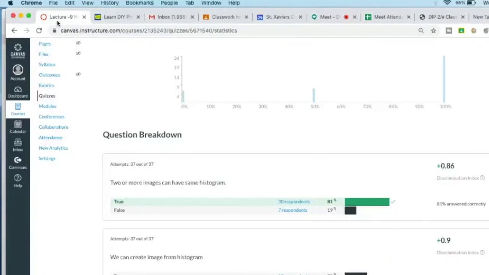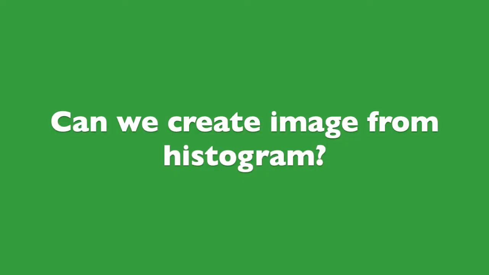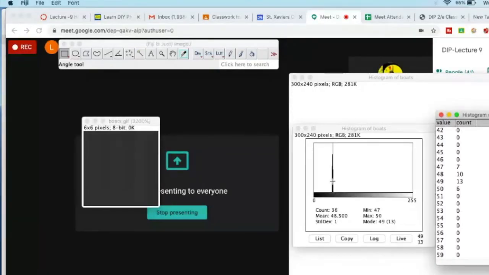The second question, can we create an image from a histogram? In order to create an image, we need information about, if I am saying that intensity value 50 is coming 60 times, I don't have a clue about the location of this intensity 50 pixel corresponding to the image plane or spatial coordinates. Because a histogram is not giving any of that information, it is impossible to create an image by looking at a histogram.